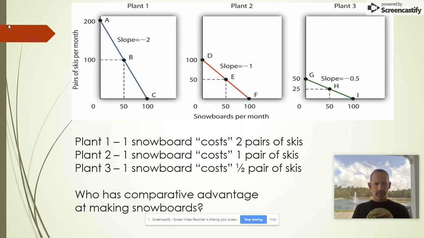So I'm not going to go through all this, but hopefully you can, maybe if you have to pause the video, make sure that you understand the trade-offs there, and I'll ask you who has comparative advantage in making snowboards. What that really means is who can make snowboards at the lowest opportunity cost. So clearly it's plant 3 because they can make a snowboard and it only costs them 1/2 of a pair of skis, even though they do not have absolute advantage. Notice. So that's the important idea there.